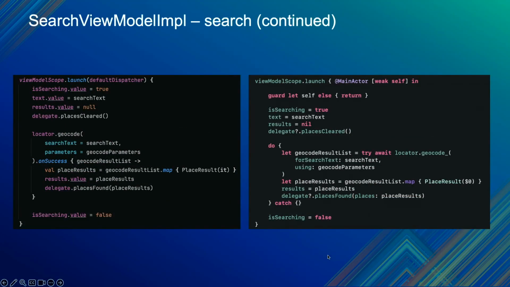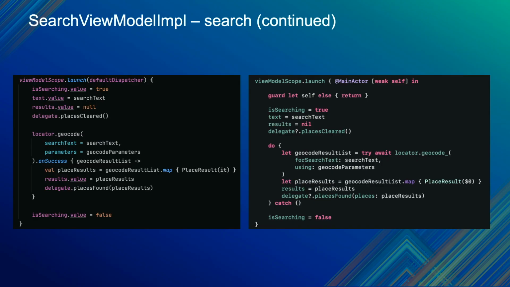And then the second part of search, we launch so that we can make some asynchronous call against the locator. We're going to set some state. So we're going to set a property to say we're searching. That's true. We're going to update the search text that's displayed. Then we're going to clear the results. We're going to tell the delegate that we cleared the results. And that's the way the main view model can react to that and clear the graphics off the map.